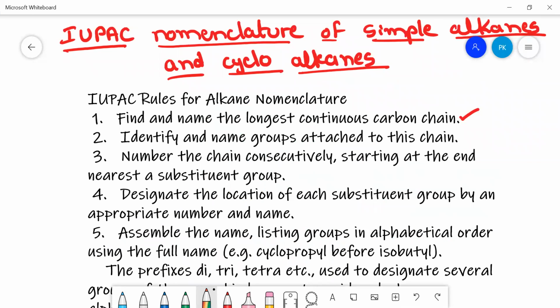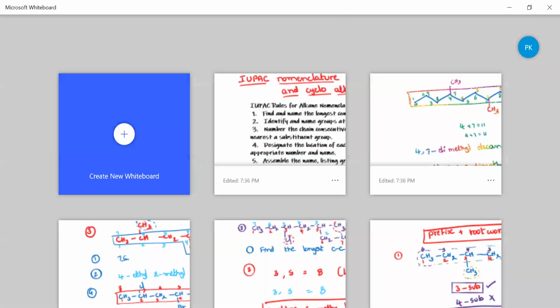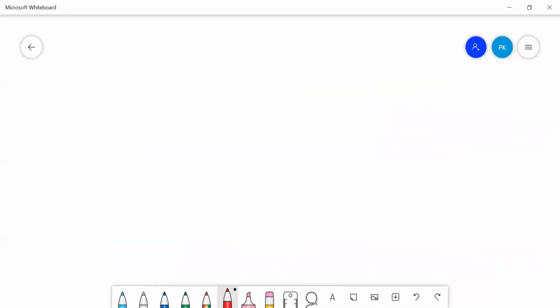Find the name of the longest continuous chain. Identify the name of the group attached to that. Number in a consecutive way, starting nearest to the substituent group, and designate the location of each substituent group by an appropriate number and name. Next, assemble the name, listing groups in alphabetical order. If there is more than one, use words like di, tri, tetra, etc. Okay, clear students? I think I gave almost all related examples.